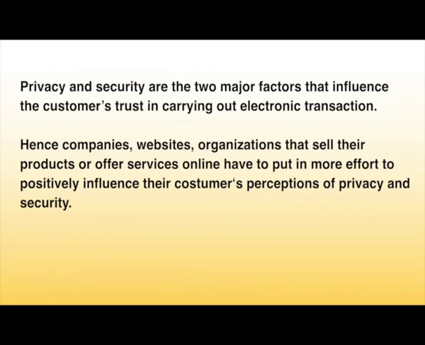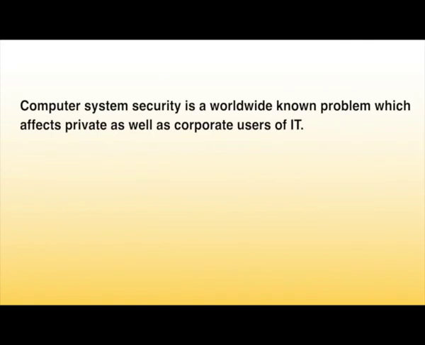Dear learners, let's summarize what we have seen in this module as we have come to the end of the session. Privacy and security are the two major factors that influence the customer's trust in carrying out electronic transactions. Hence, companies, websites and organizations that sell their products or offer services online have to put in more effort to positively influence their customers' perceptions of privacy and security. Computer system security is a worldwide known problem which affects private as well as corporate users of IT. Information technology users should be aware of the security of resources that they are using, and accordingly they should play an active role in protecting their privacy. In biometric runtime, the fingerprint is captured for mobile transactions and it cannot be stored in the mobile device, so it provides more security and is not stolen by a third party.